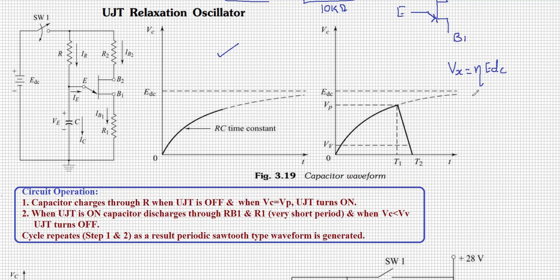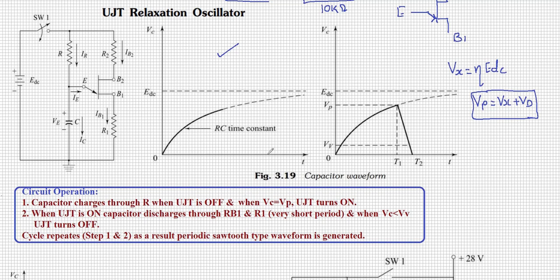And if you want to find out Vp, which is nothing but Vx plus Vd, we know this expression, right? So the peak voltage is a very important parameter. Only beyond the peak voltage will your UJT turn on. So till that peak voltage, the capacitor starts charging through the R when UJT is in the off state. That is the first point you have to observe here, which is shown in this graph, that is VC versus T.